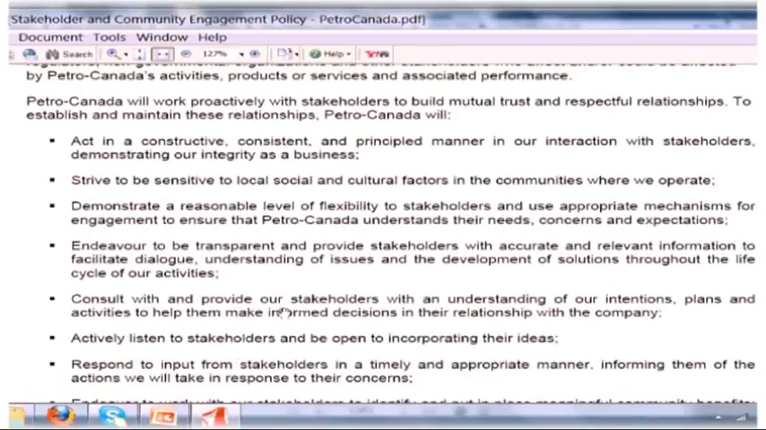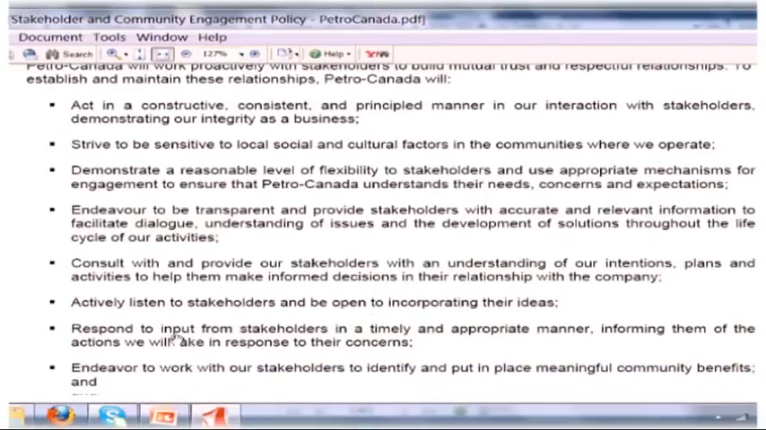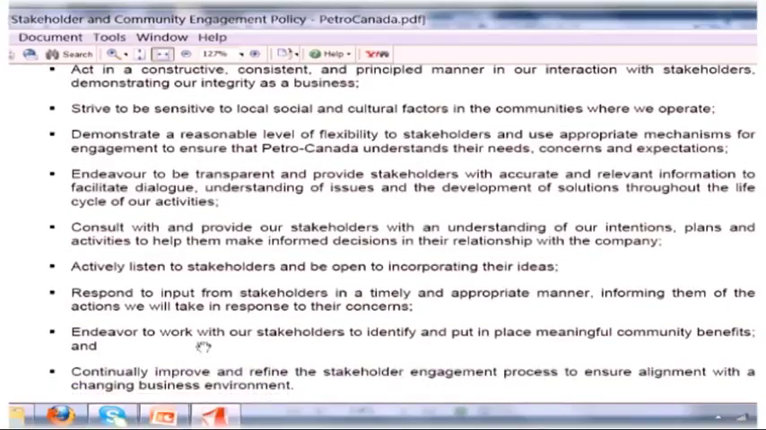Consult with and provide our stakeholders with an understanding of our intentions, plans, and activities to help them make informed decisions in their relationship with the company. Actively listen to stakeholders and be open to incorporating their ideas. Respond to input from stakeholders in a timely and appropriate manner, informing them of the actions we will take in response to their concerns.